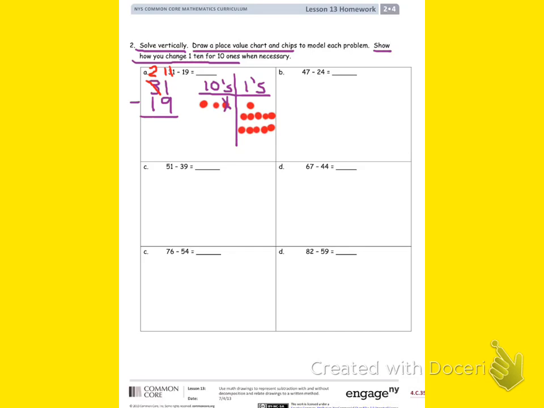Now back to the drawing. I now have 11 in the ones place. I have enough to take away 9. And I'll do that this way. 5, 6, 7, 8, 9. So there are only 2 ones left over in the ones place. Now, I'll write that in my vertical equation because whatever I do to my chips, I must do to my vertical equation. 11 minus 9 is 2.